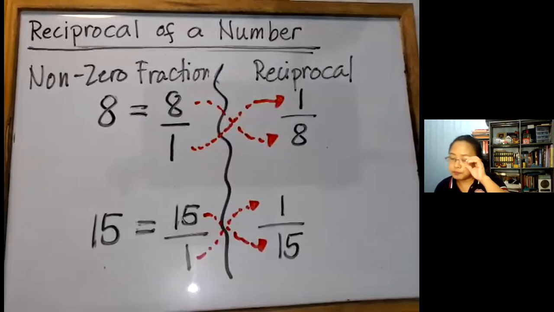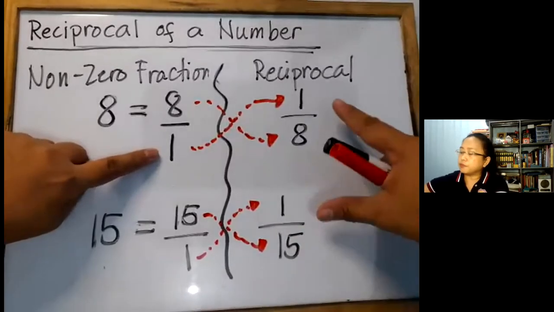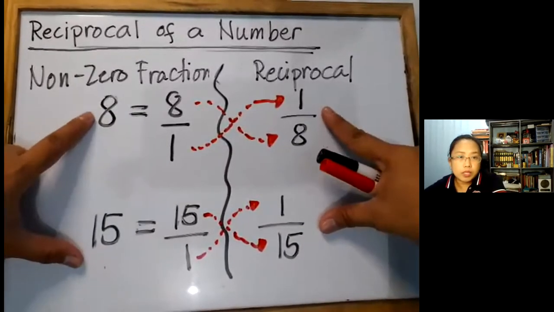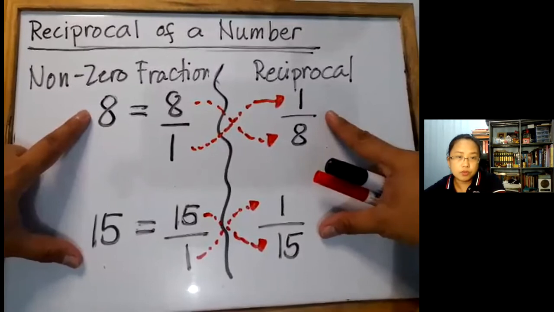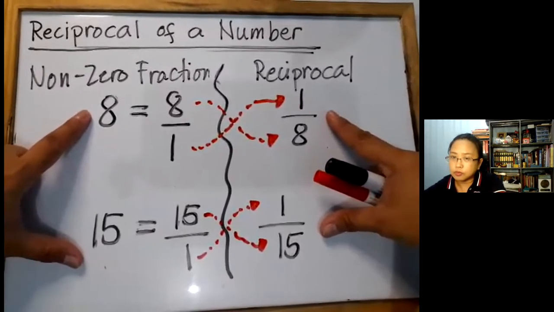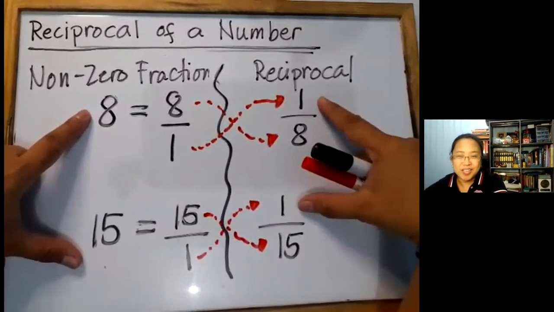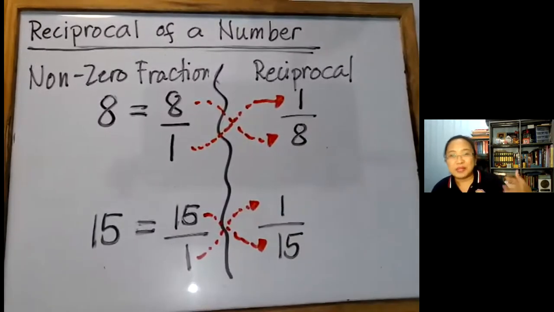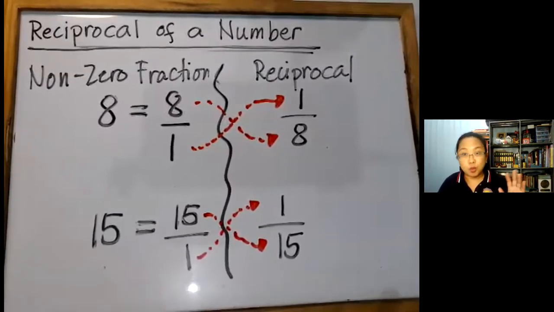Now, for whole numbers, lahat ng whole number ay may denominator na 1. Now, you try to observe. Between the non-zero fraction and the reciprocal of these two numbers, yung 8 and 15, anong mahahalata ninyo? Okay, ang numerator nila parehong 1. Okay, so madali na. Ibig sabihin, kapag nagre-reciprocate kayo ng whole number, yung numerator ninyo ay laging 1 at ang denominator ninyo yung whole number. Okay, so ganun yan. That's how simple getting the reciprocal of a whole number is.